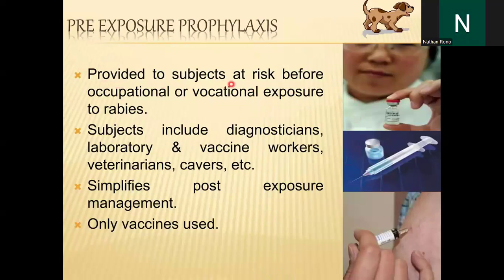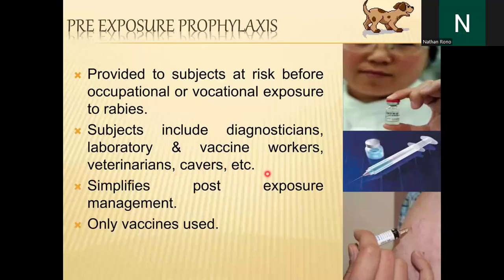The vaccine is provided to subjects at risk before occupational or vocational exposure to rabies. These people are like veterinarians, cavers. These are the people we give pre-exposure prophylaxis, because a veterinary doctor can be exposed to rabid dogs, or cavers. People who go hiking, caving, can meet bats there.